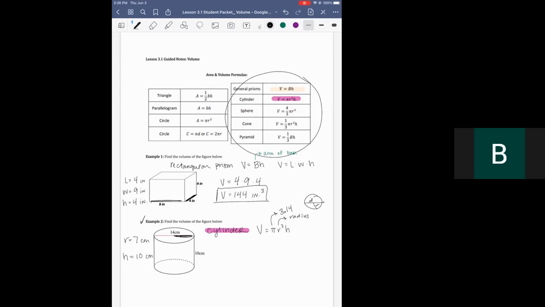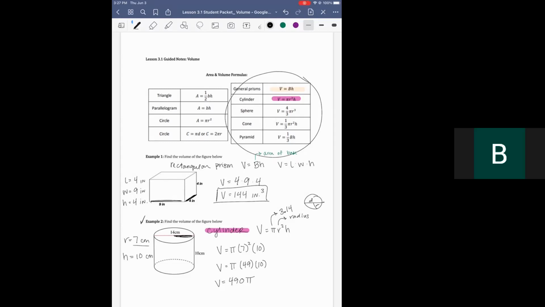And then we are just substituting those into our formula. So we've got pi, instead of r, we're going to write 7. So 7 squared instead of r squared times our height, which was 10. And now we just solve. So I'm going to leave that pi. 7 squared is 49 times 10. 49 times 10 is 490 pi.